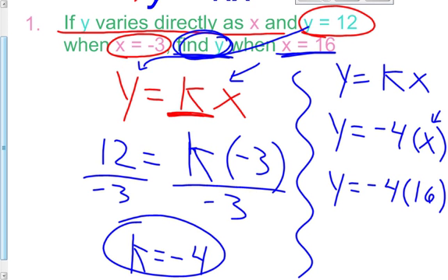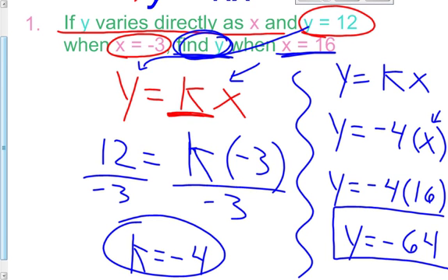We simply multiply and we get y equals a negative 64. And this is the answer that I'm going to look for on a test. This is the answer that Excel Math is going to be looking for on our next objective.